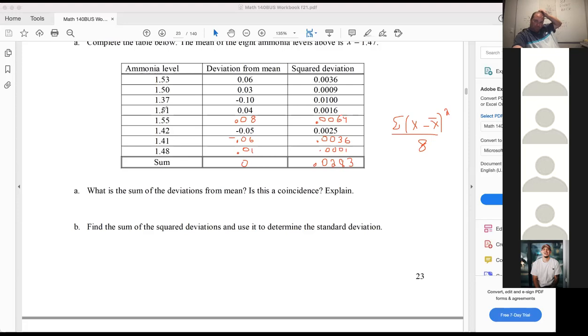Wait, 1, 2, 3, 4, 5, 6. Oh, it's not 8. I miscounted. What number should it be? There are 8 data points, but you don't divide by the number of data points. You divide by one fewer than the number of data points. You square root it. I thought there were 9, which is why when you said 8, I was like, oh yeah, she got it. But there were 8, so it should have been 7. So the standard deviation is 0.0635.